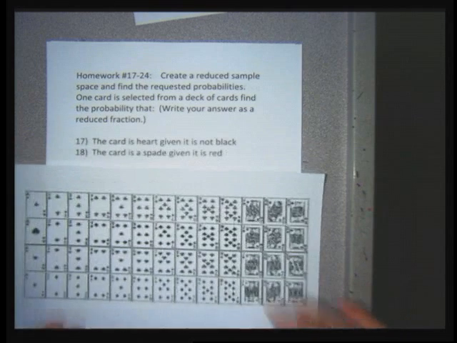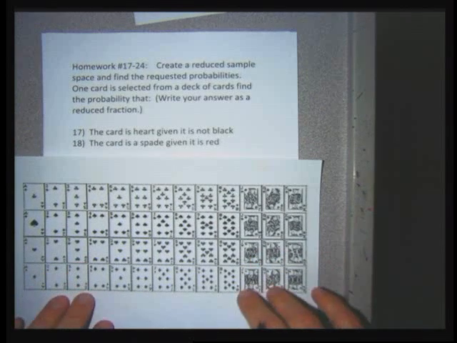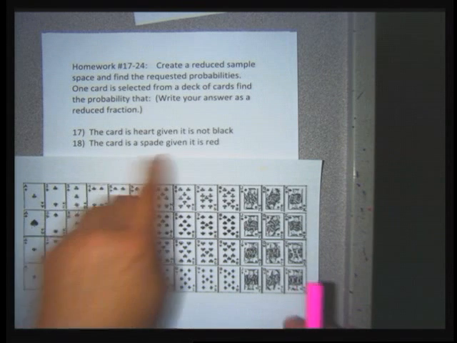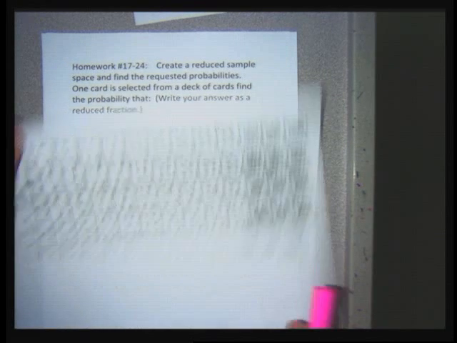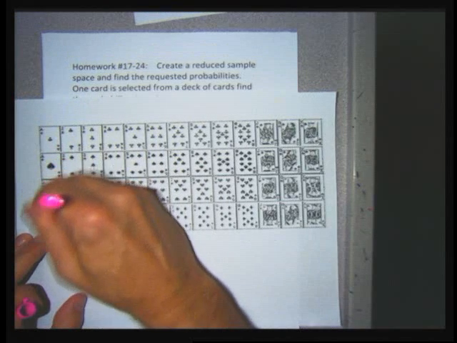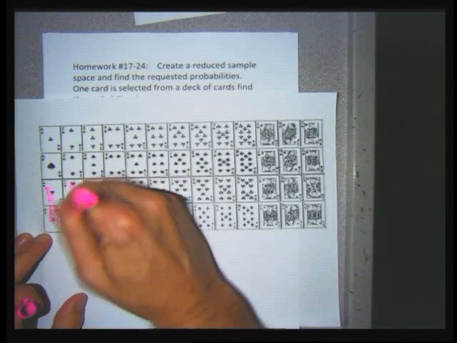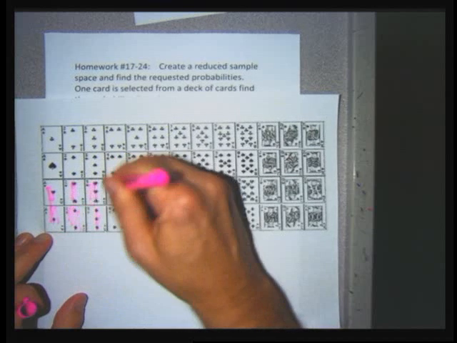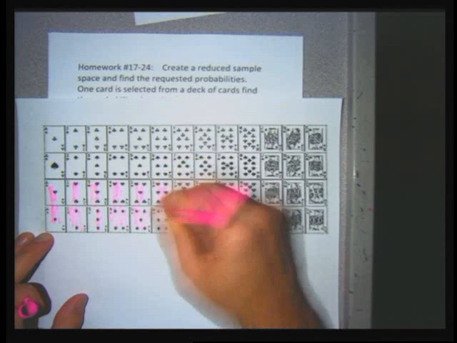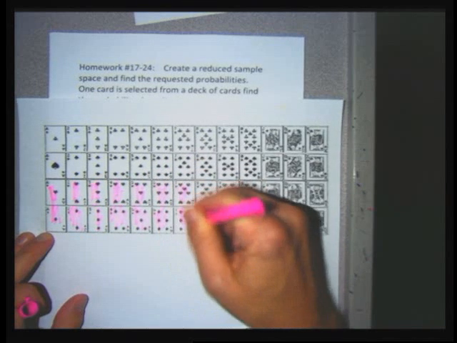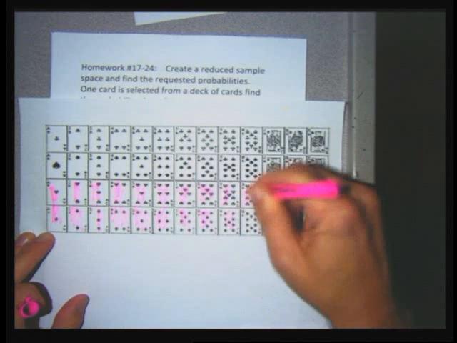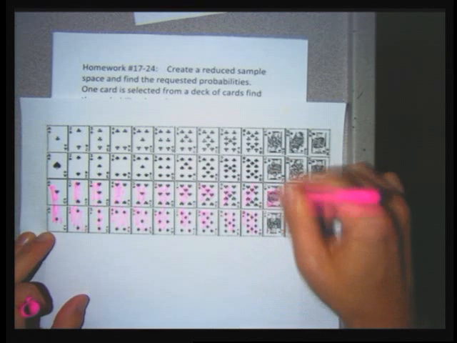So for my problem 18, the reduced sample space is going to be, the card is red. So it's going to contain all the red cards. So it's going to contain all the hearts and the diamonds. And I'm not going to write these down because there's too many of them to write down. But I'm marking my reduced sample space in pink.